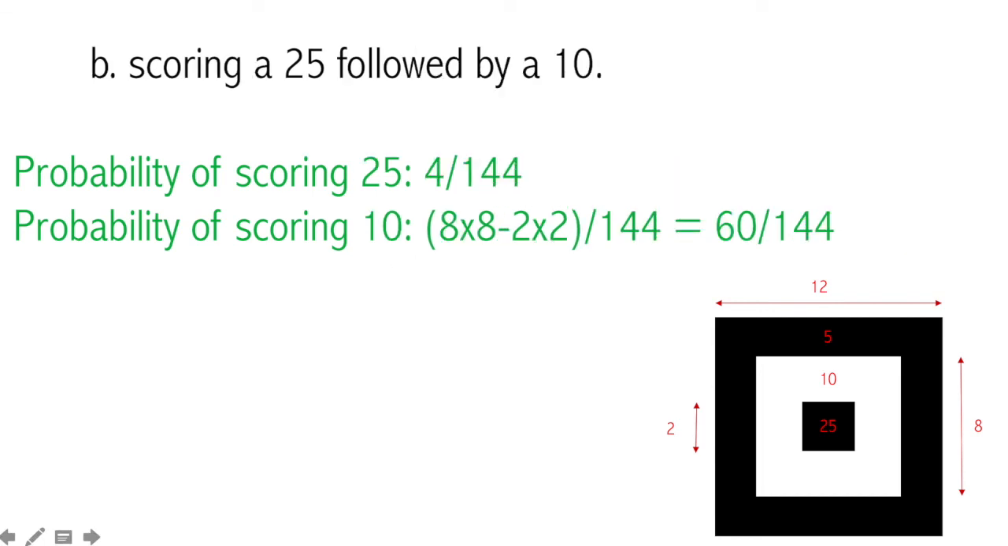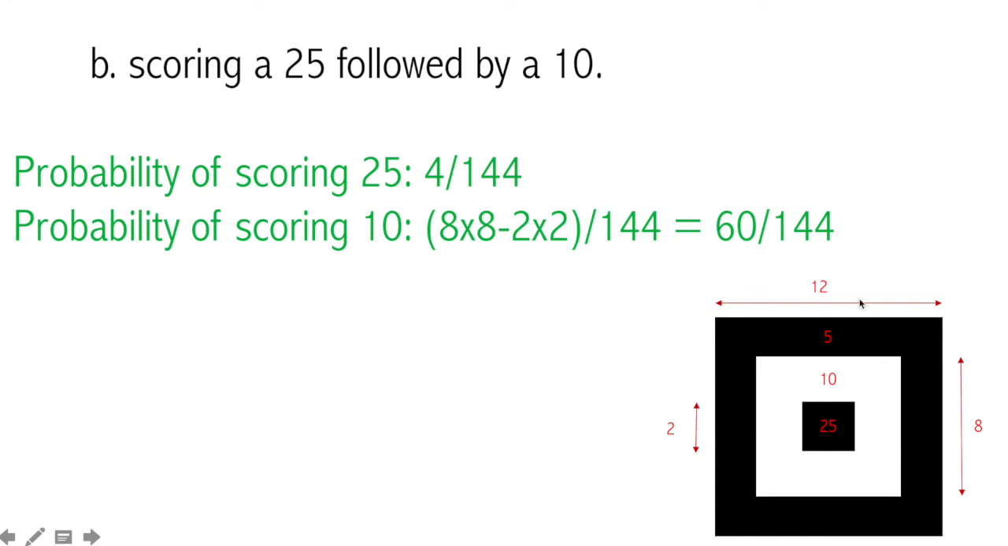Moving on to the second part, you once again find the probability of scoring a 25, and this time it's followed by a 10. So you need to find the probability of scoring a 10. That is the area of this square minus the area of scoring a 25. So that is 8 into 8 minus 2 into 2. So that is 60 by 144.